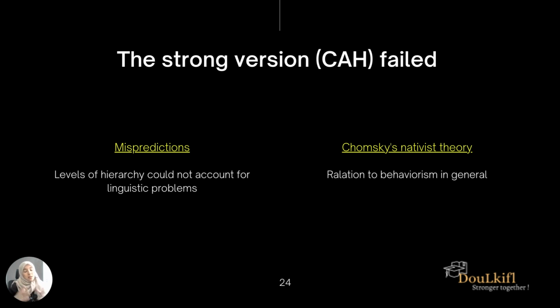Another reason was Chomsky's nativist theory, okay? And so the basis that CAH was built upon suddenly shifted from Skinner's verbal behavior to Chomsky's nativist theory. Because Chomsky believed that there is a language acquisition device latent in the brain. And so this is a new notion entirely. And it made CAH fail. Another reason is the relation to behaviorism in general.